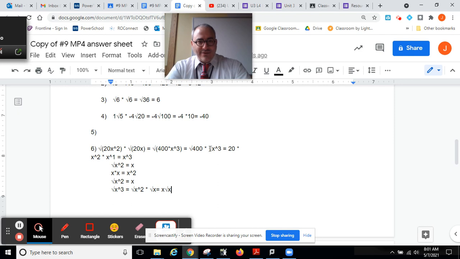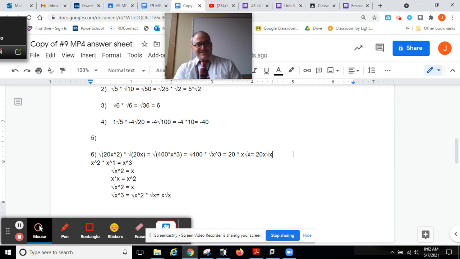And so I have that right here. I have the square root of x to the third. That's going to be the same thing as x times the square root of x, which after I get done and simplify everything, means it's 20x times radical x. And I'm done. That's kind of how you play those games with the variables and the x's.